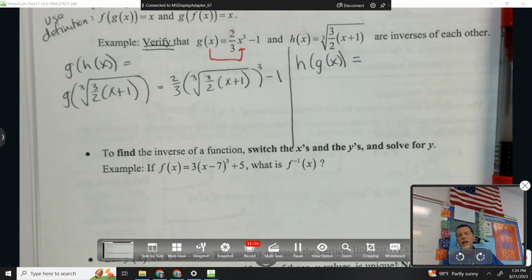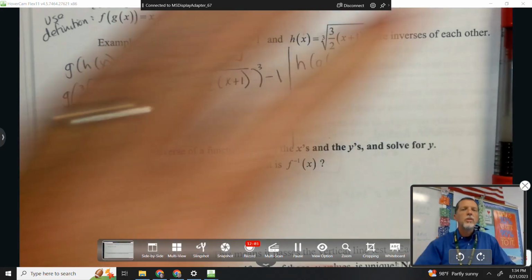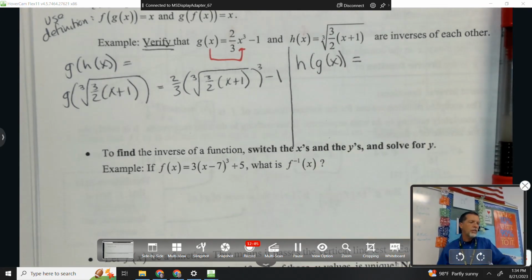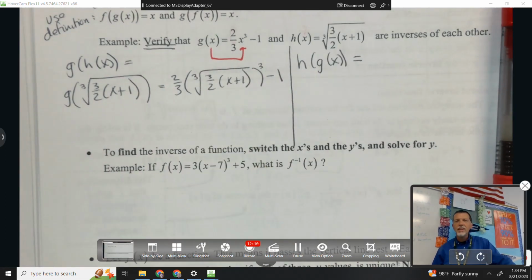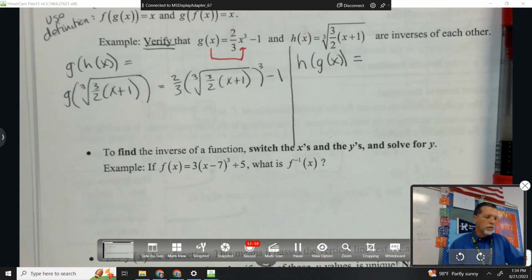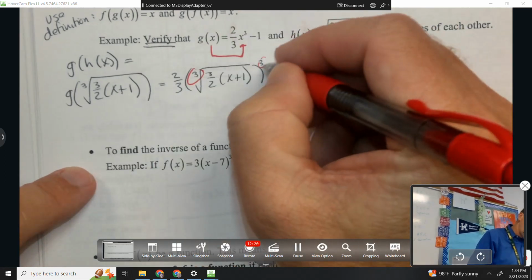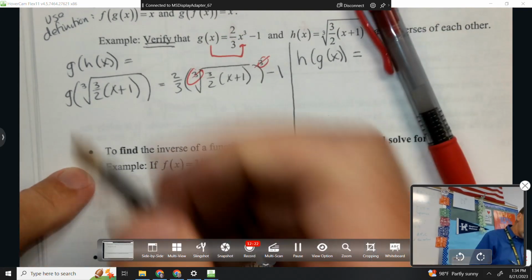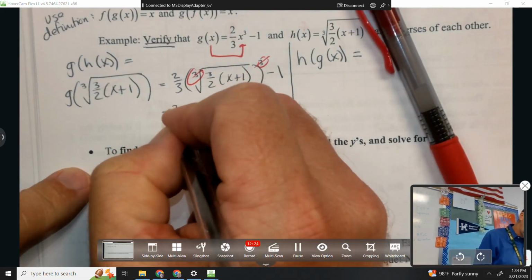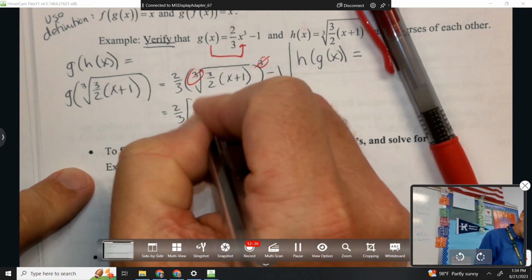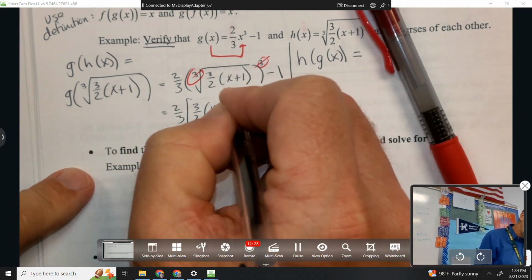Now, this is where the fun starts, but you do have to show your work here. So what can I do first on simplifying this ugly thing? Cancel what? Be careful. What can we cancel? The cube and the cube root can cancel. So now I've got 2/3 times 3/2 times x plus 1 minus 1.